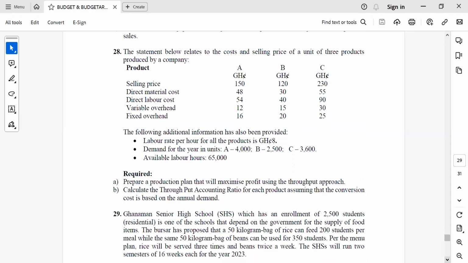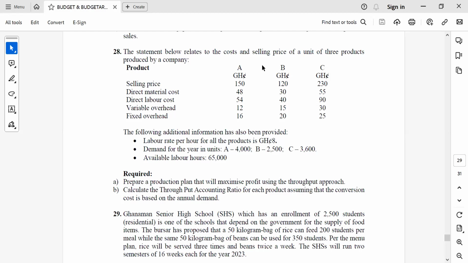Someone should just read the requirement for us, because I have to do the standard costing introduction today. I don't want to come and read theory again. Required. A. Prepare the production plan that will maximize profit using the throughput approach. B. Calculate the throughput accounting ratio, assuming the conversion cost is based on the annual plan. Thank you, Zina.